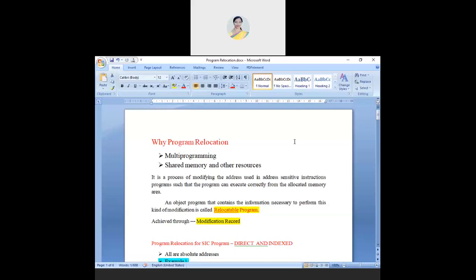So please do learn OS properly. That is the basic foundation for any CS student. I hope all of you understood program relocation. In the next class we will see the assembler independent features, that is, literals, equations and all. Any doubt?